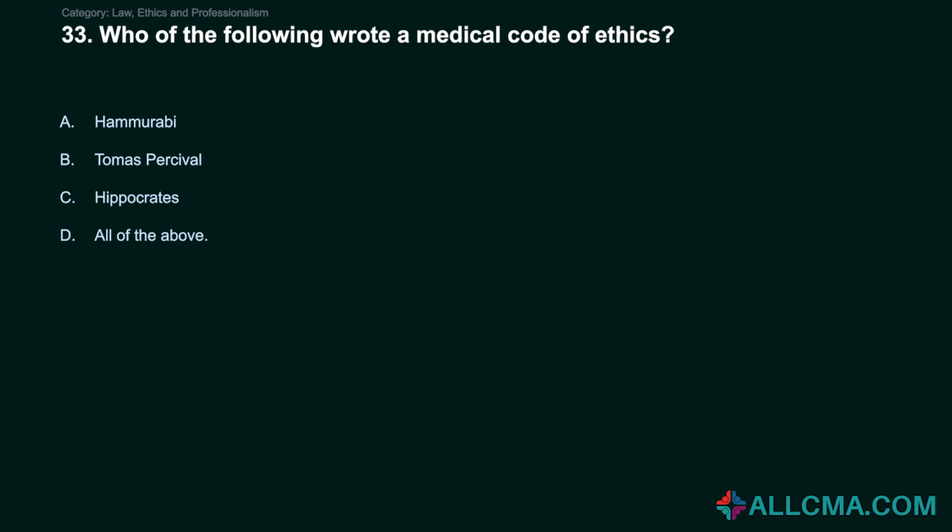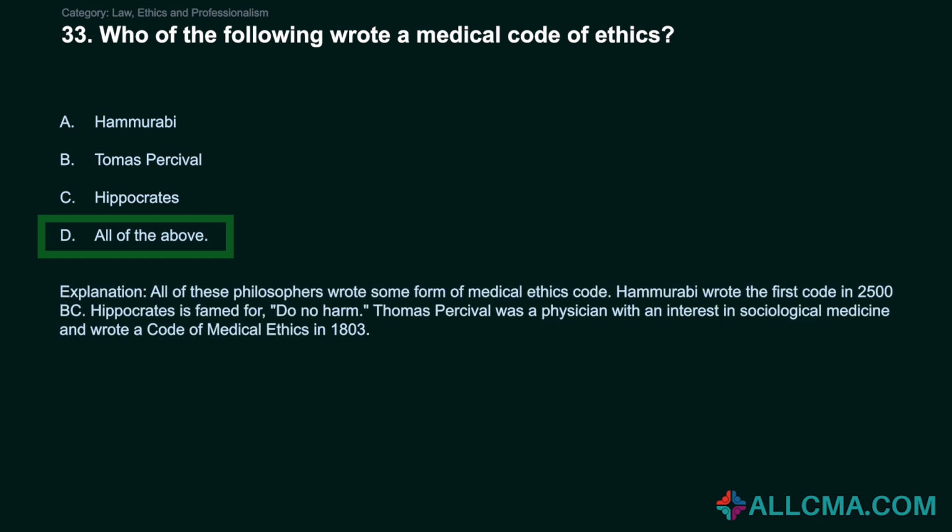33. Who of the following wrote a medical code of ethics? A. Hammurabi. B. Thomas Percival. C. Hippocrates. D. All of the above. Correct answer, D. All of the above. All of these philosophers wrote some form of medical ethics code. Hammurabi wrote the first code in 2500 BC. Hippocrates is famed for "do no harm." Thomas Percival was a physician with an interest in sociological medicine and wrote a code of medical ethics in 1803.